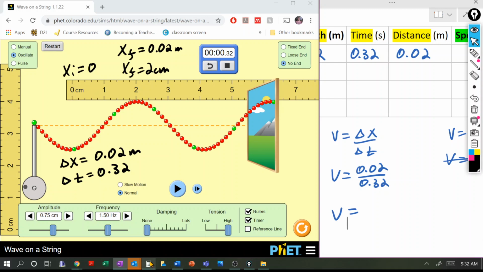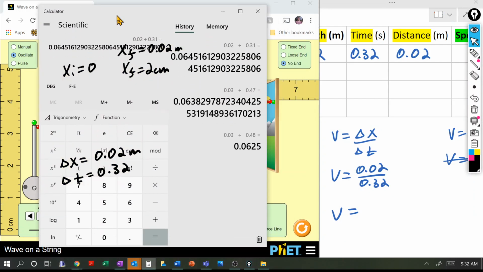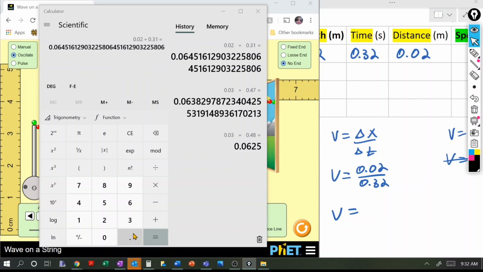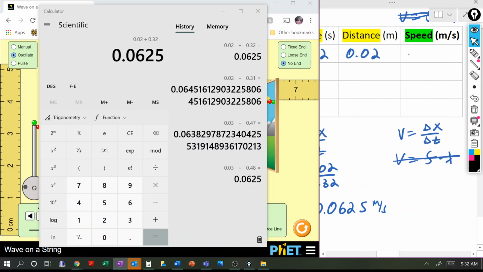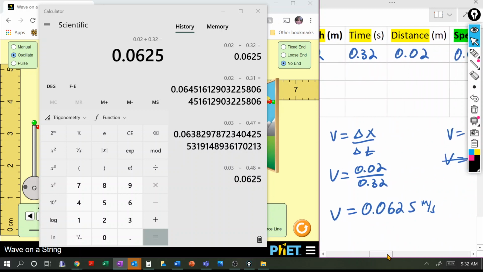And let's see what we get for our speed. 0.02 divided by 0.32 gives me 0.0625. So this thing is going about 6.25 centimeters per second, or 0.0625 meters per second. And again, I don't need to put my unit because it's in the header. And so there's an example of the entire first row of data.